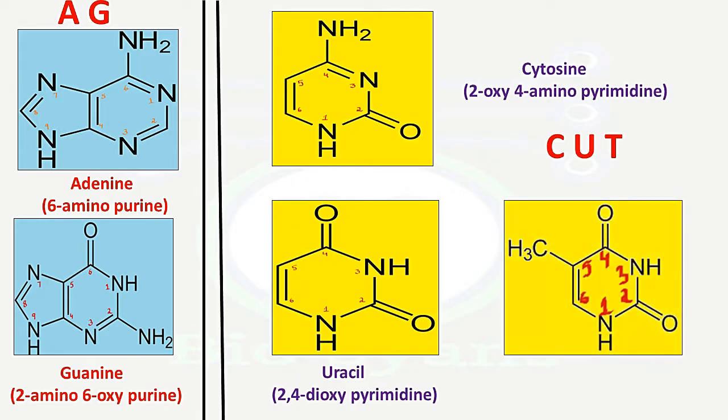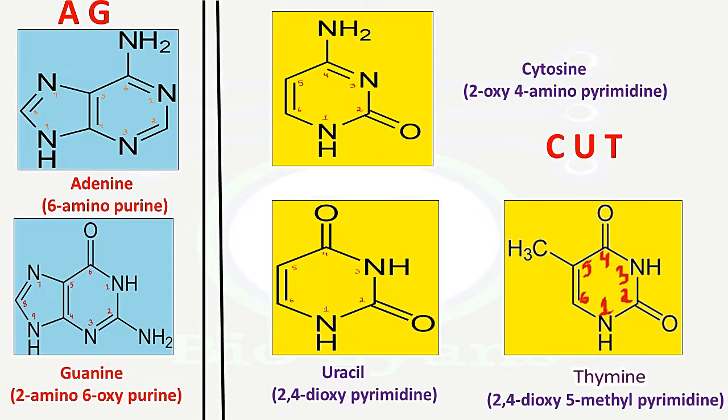The next structure is quite similar to uracil, as it has oxo groups at the 4th and 2nd positions, but there is a methyl group at the 5th position, and this is thymine, also known as 2,4-dioxy-5-methylpyrimidine. If you see the structure of thymine and uracil, we can say that thymine is a methylated uracil.